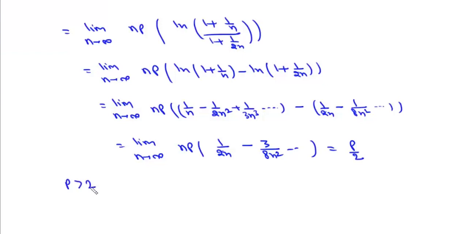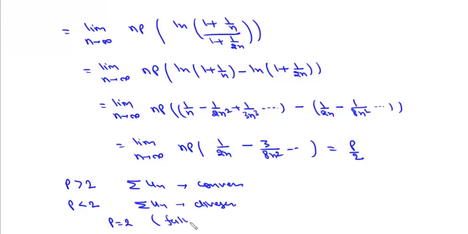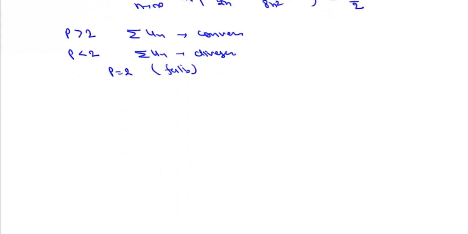Now if p is greater than 2, then this summation un, it converges, and if p is less than 2, then summation un, it diverges. Now for p equals to 2, this logarithmic test, it fails. So for p equals to 2, this n log un upon un plus 1, it is 1 minus 3 by 4n, so on and so forth.